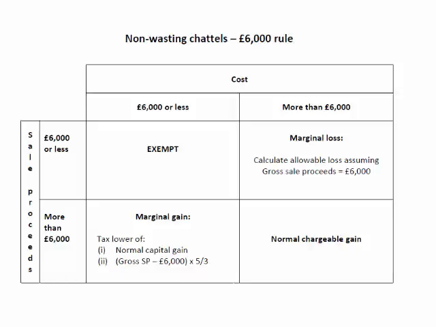The next variation on the normal gain computation is in relation to non-wasting chattels. First of all, it is important to define what these are. Non-wasting means an asset with a life of more than 50 years. So it's not going to be something which is going to either fall apart within that period or, as is the most common, sadly, in the exam, something which is going to die.